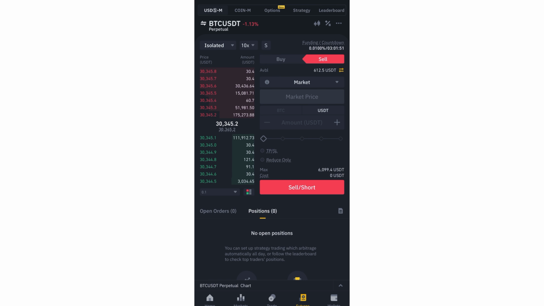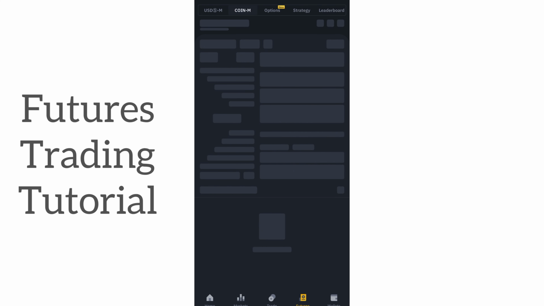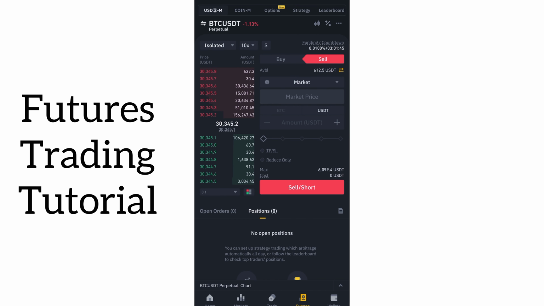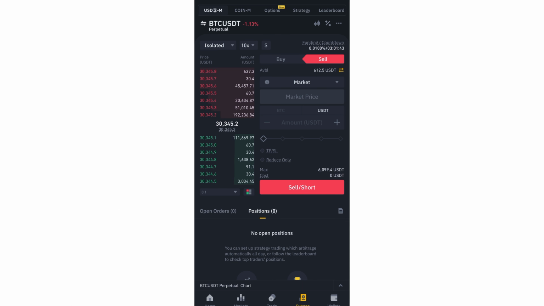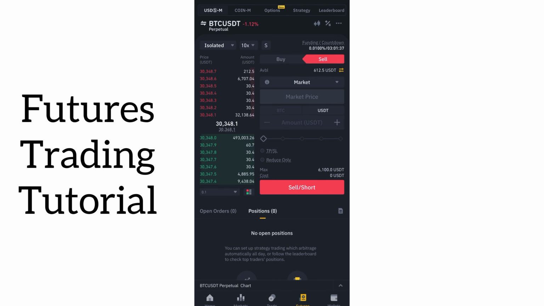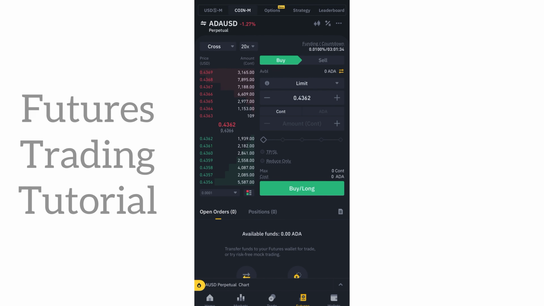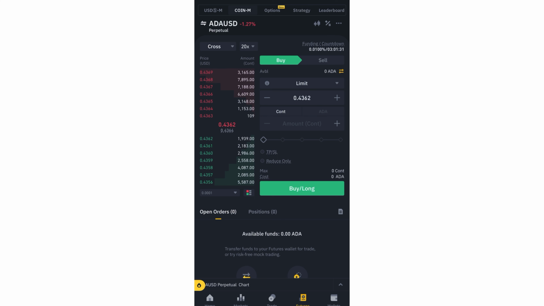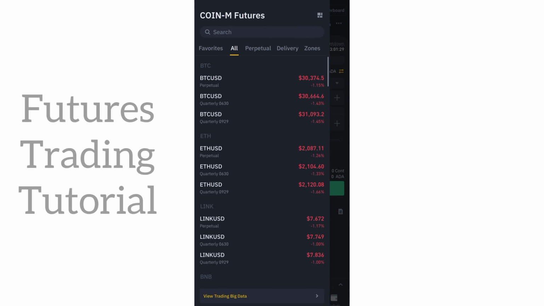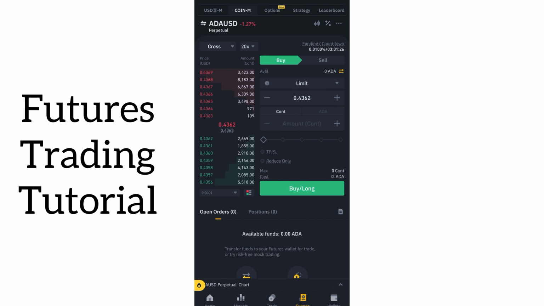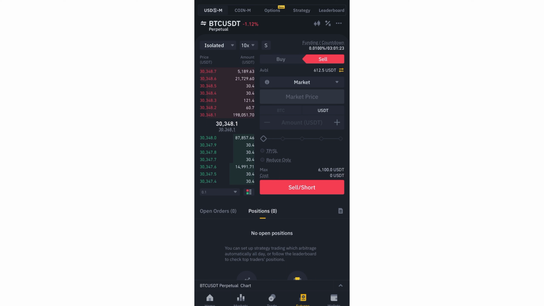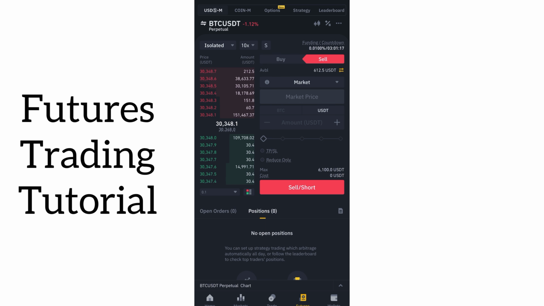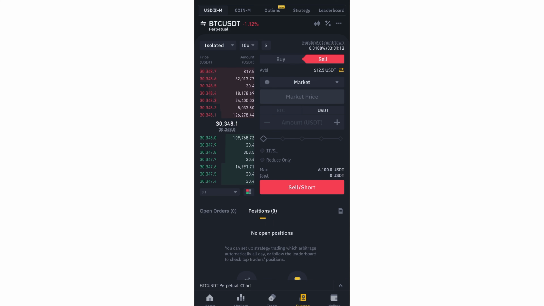We have USD M futures and we have coin M futures. The difference is that once you are trading USD M futures, your profit is settled in USDT, in a stable coin. USDT is a stable coin, so your profit will be in USDT. But if you use coin M futures, your profit will be settled in a coin, like BTC. You understand? So that's the difference. I always use USD M futures because I want my profit to be settled in USDT. So that's basically how to trade the futures market.